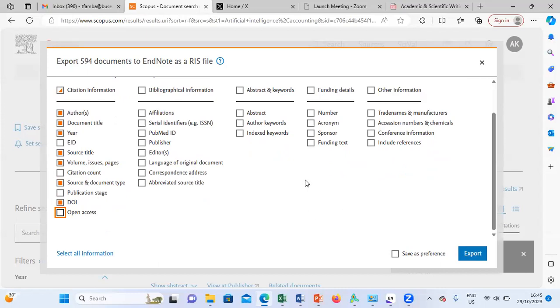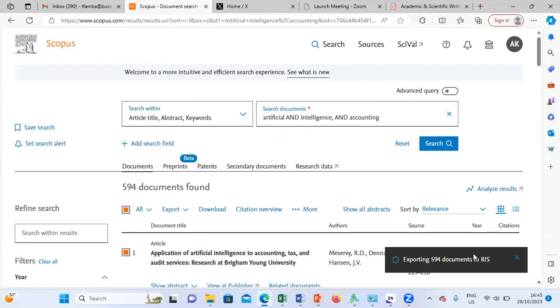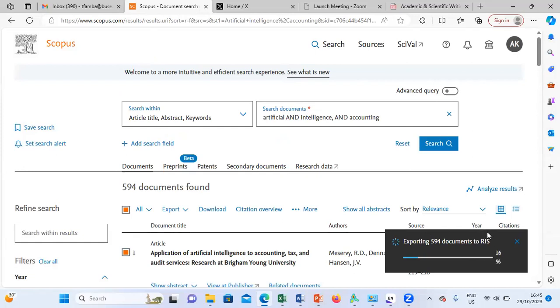So when you do that, this is different from the file that we sent for analysis. This is a file for bibliographic data, which is going to the EndNote library. Are we together? So we export. Yes. So you can see I'm exporting the 594 documents to the EndNote library.